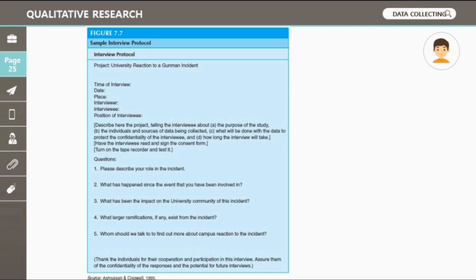Closing comments remind you to thank the participant and assure them of the confidentiality of the responses. This section may also include a note to ask the interviewees if they have any questions, and a reminder to discuss the use of the data and the dissemination of information from the study.